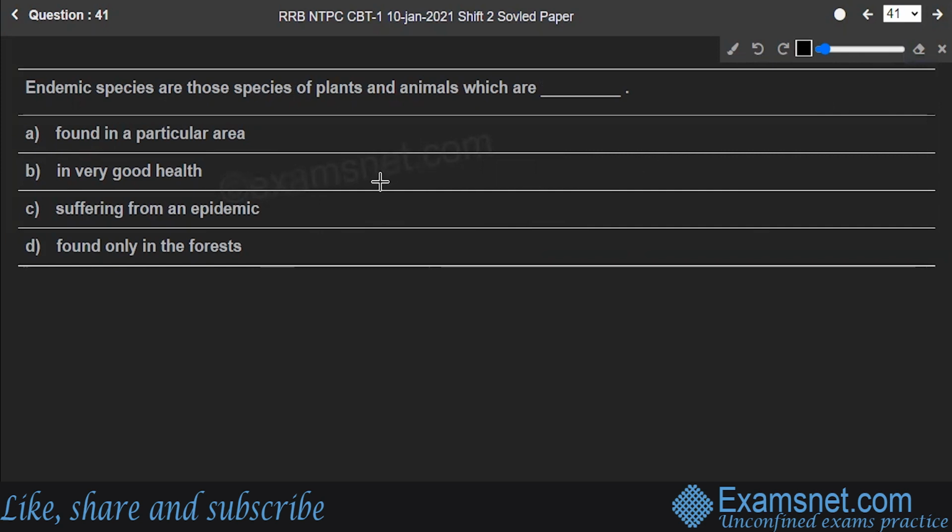Well, endemic species are the species which are found in that particular area. These are those species of plants and animals which are found in the particular area. In ecology, the endemic species is the one that is unique to the area in which it is found. The species might be endemic to a limited geographic area, such as a single island, or a larger geographical area, such as the continent.